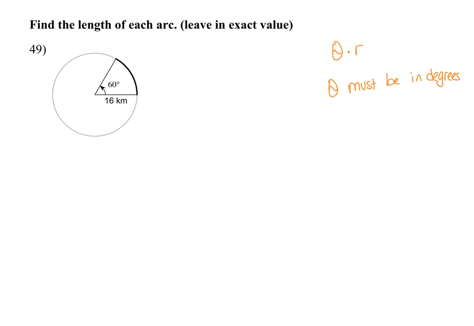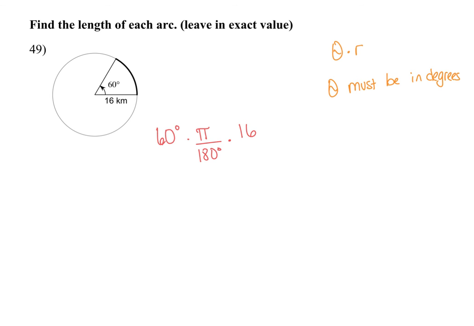So if you happen to know that 60 is pi over 3, you're good to go if you know your unit circle. If you don't, or if they don't give you a common angle that you would know, then you're just going to say whatever the angle measure is that they gave me times that pi over 180 to convert it, and then multiplied by that radius. That's all you're doing here.